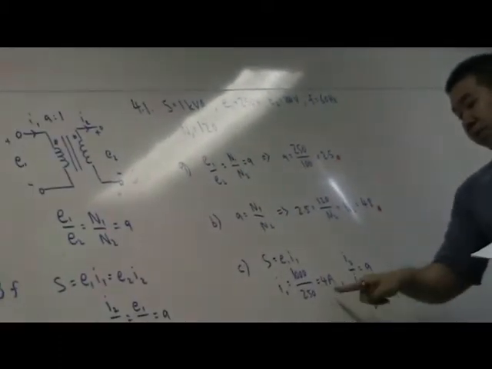Okay, part C, the rated currents of the two windings. So you get rated current when you have rated voltage and rated power. Okay, so S is E1 I1. So I1 will be S, which is 1000, divided by 250, so that's 4.